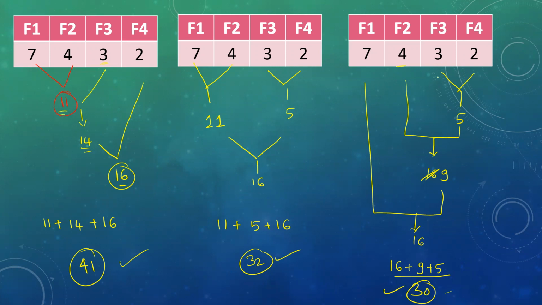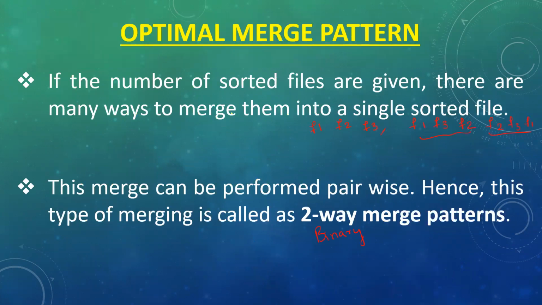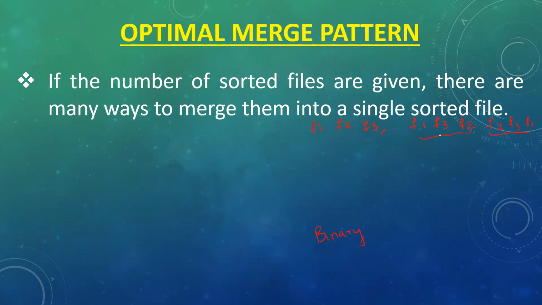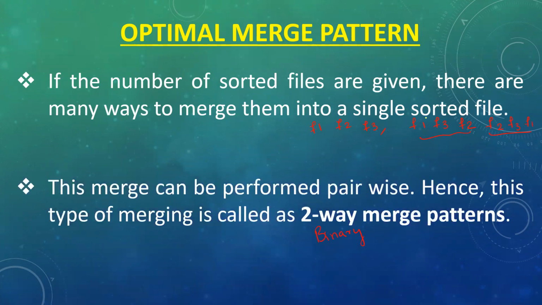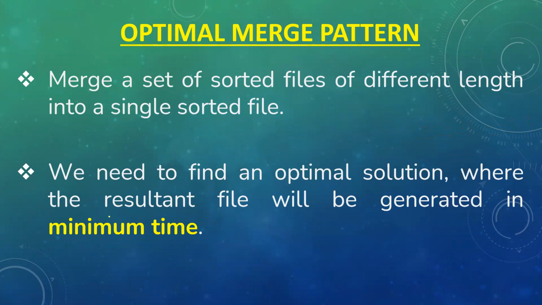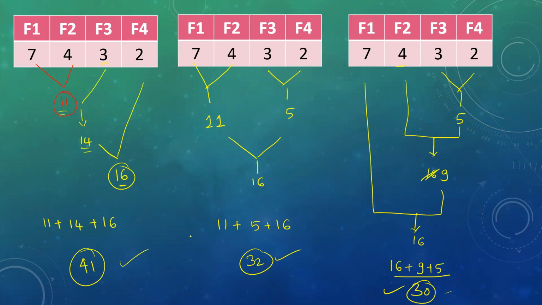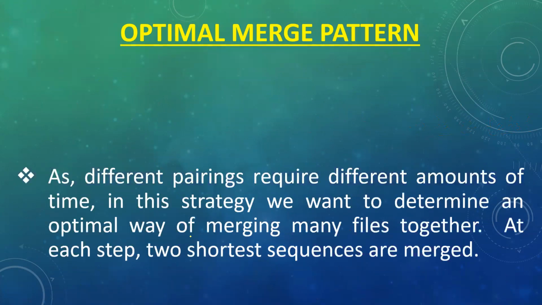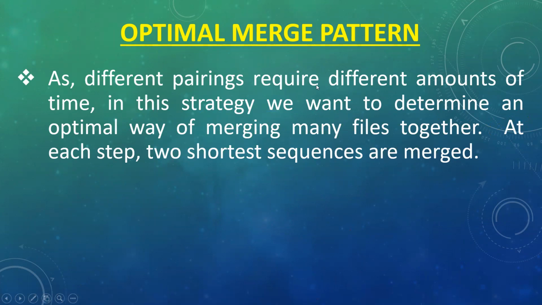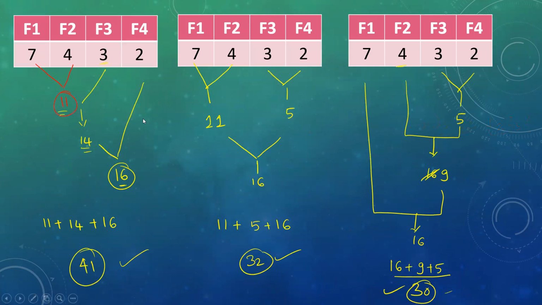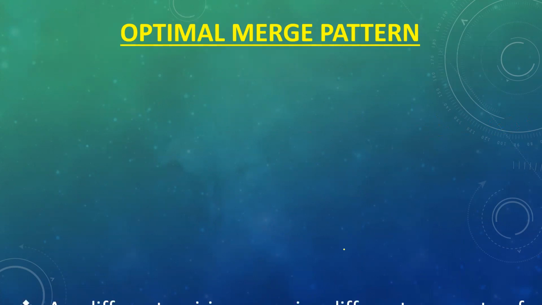So here what I have done is I have taken the minimum records and then merged. This is the one which I discussed with you earlier. There are many ways to merge them into a single sorted file, but what is required is that we get the resultant file with the minimum record movements. Here the different pairings require different amounts of time. That's what we have seen in the last scenario, 41, 30, and then 32. So these are the different timings.